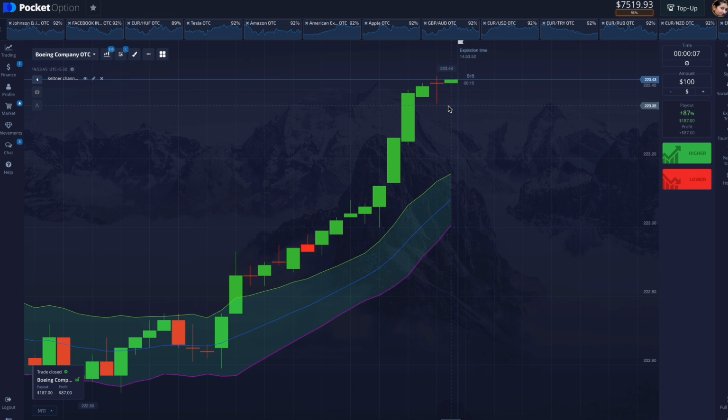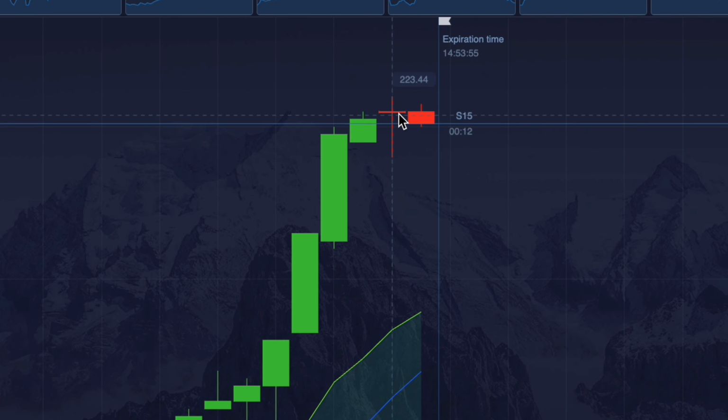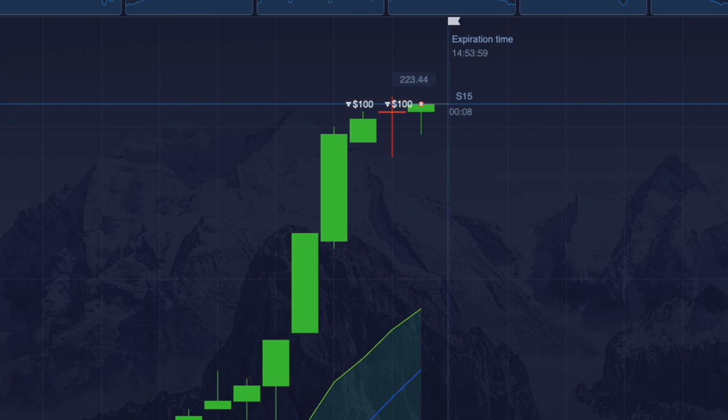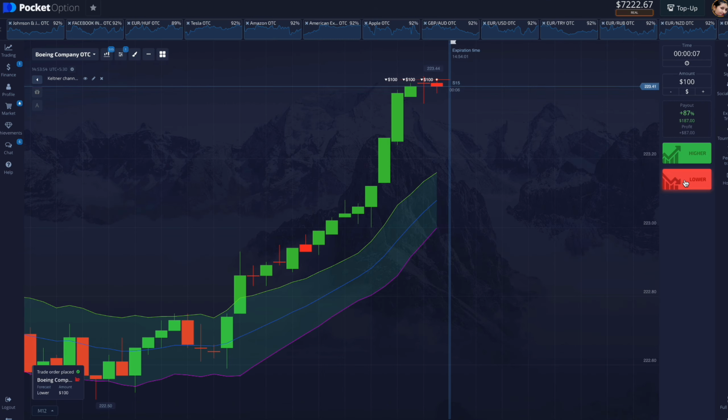Now see here, a doji candle is formed after the uptrend. And the next candle is red in the first 5 seconds. So we have taken some trades in the down direction for 7 seconds.